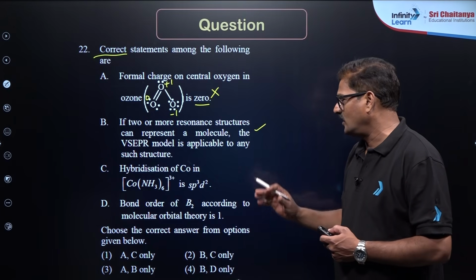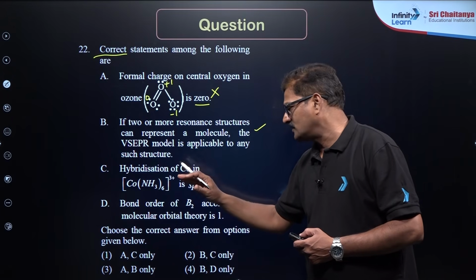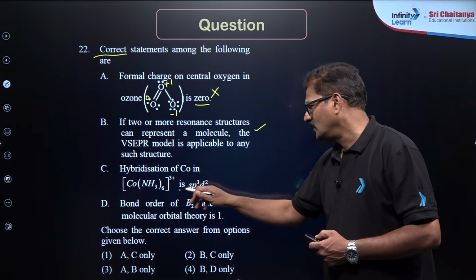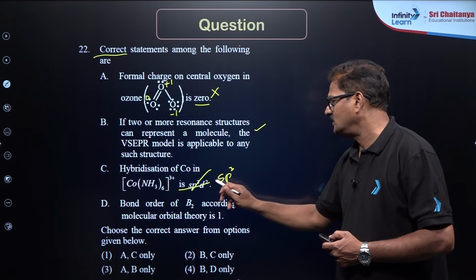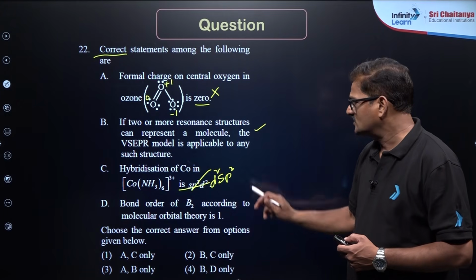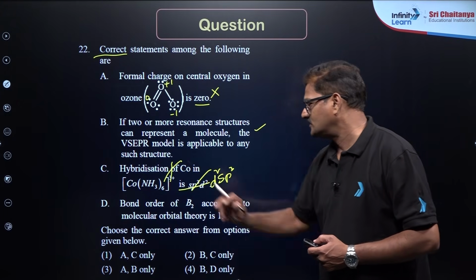Hybridization of Co in Co(NH3)6 is sp3d2. It is not sp3d2, it is going to be an inner orbital complex, d2sp3. So this statement is not correct.